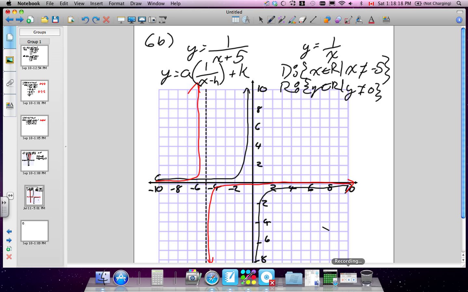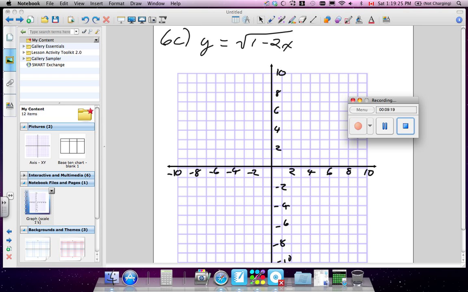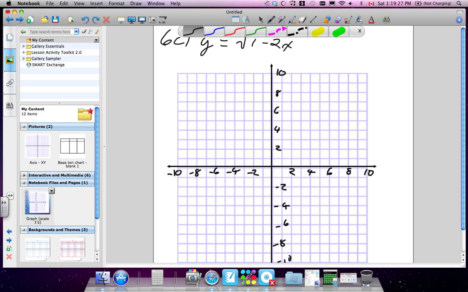So it can have restriction. Okay, so normally this function kind of looks like this. We'd have a y equals the root of x.